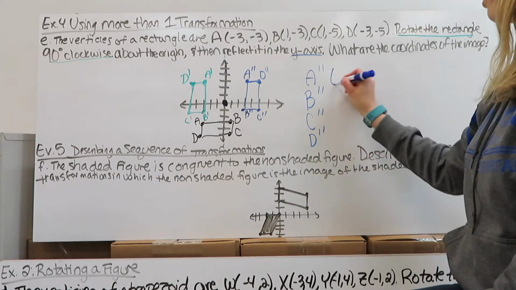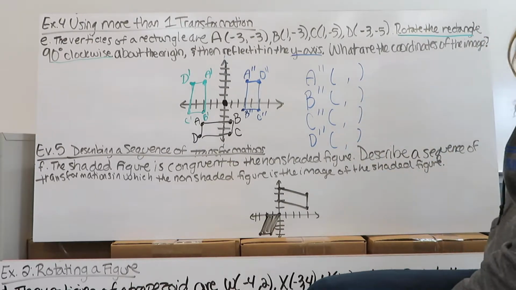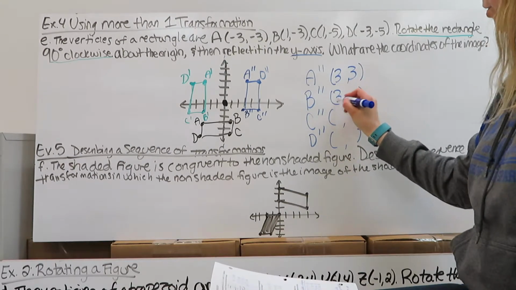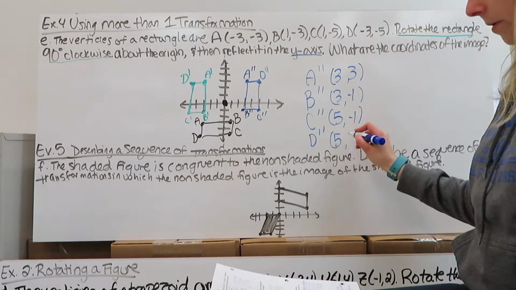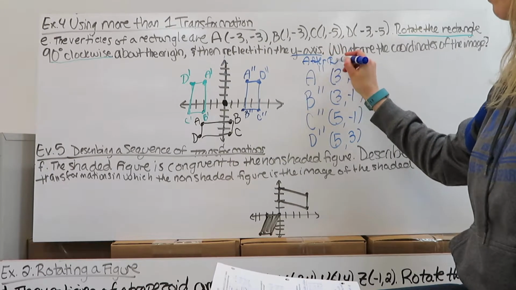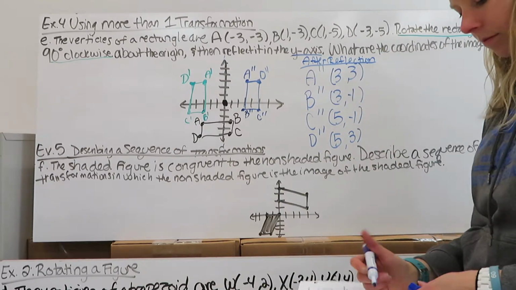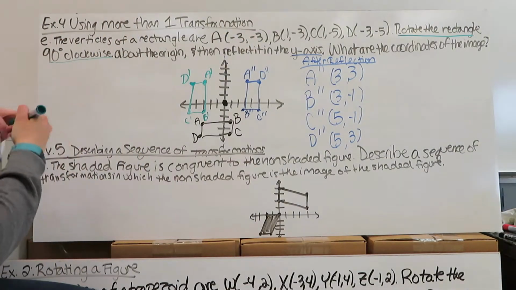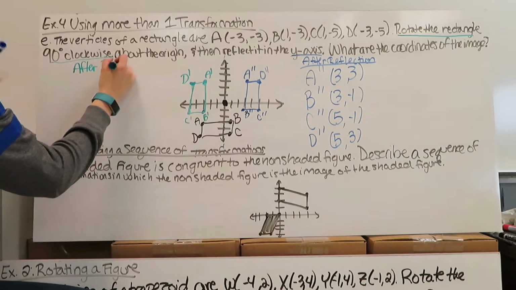The ordered pairs for A double prime is going to be 3, 3. B double prime is 3, -1. C double prime is 5, -1. And D double prime is 5, 3. So I'm going to label this after reflection. And then I'm also going to write down the ordered pairs for after the rotation.